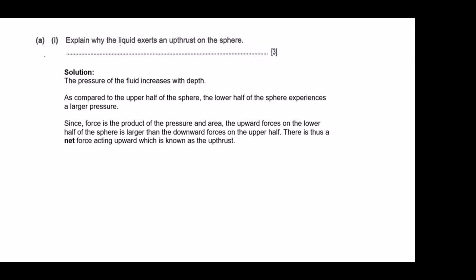So how is an upthrust exerted? We know the pressure increases with depth, pressure equal to rho gh. Because of this, there is a height difference between depths. Pressure is also equal to force over area. So once I have a force, the upward force is larger than the downward force, so there's a net upward force due to the pressure difference, which is due to the height difference.